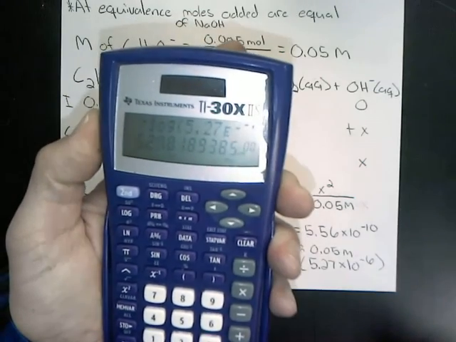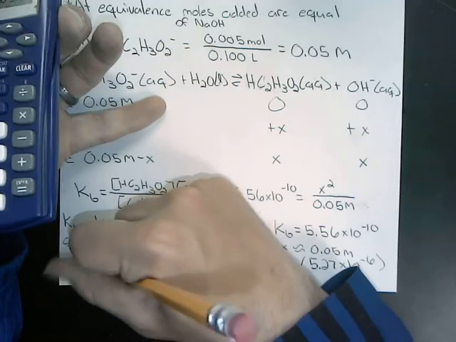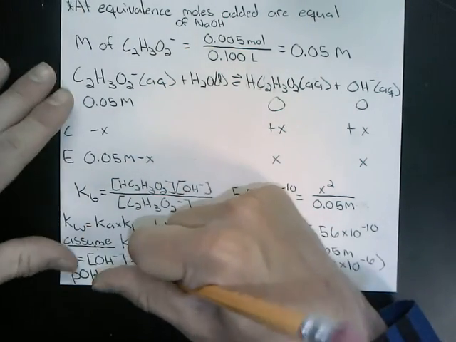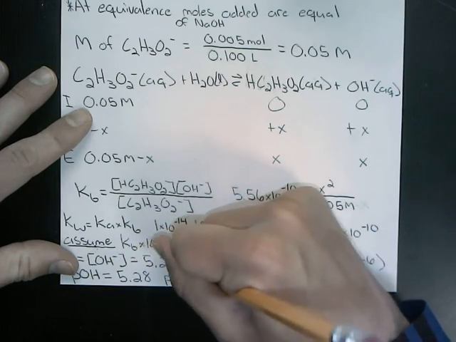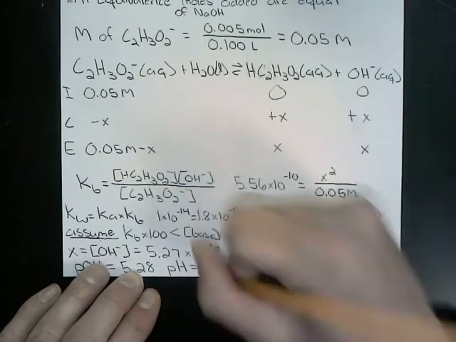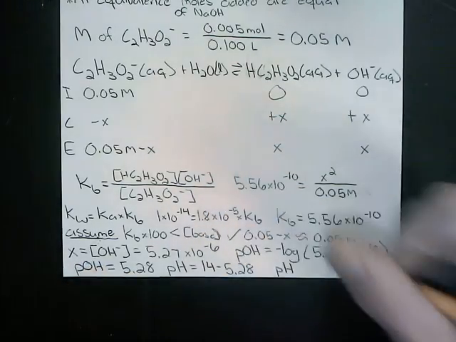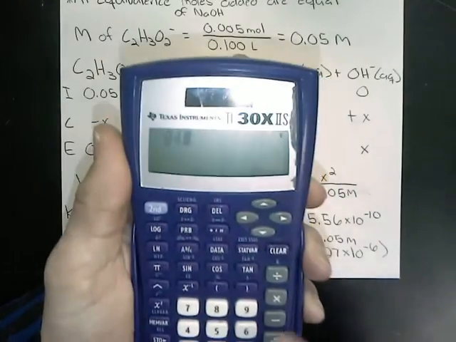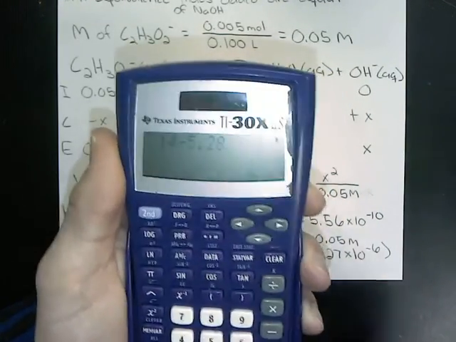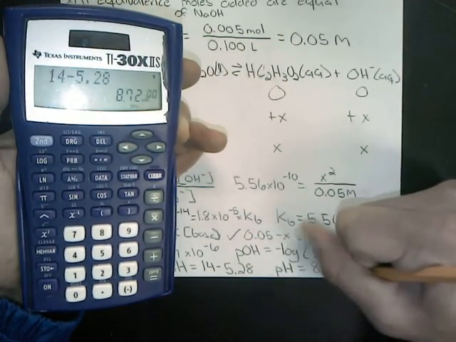It would be 5.28. But wait, that is our pOH. The problem wanted pH. So the pH, remember, is equal to 14 minus our pOH, which was 5.28. So to find our pH, all we do is take 14 minus 5.28, and we get a value there of 8.72 as our answer.